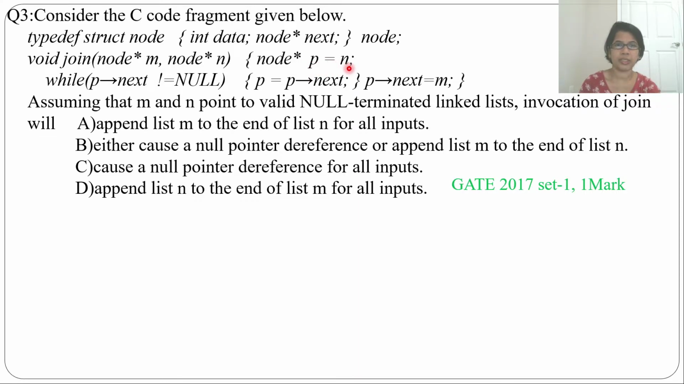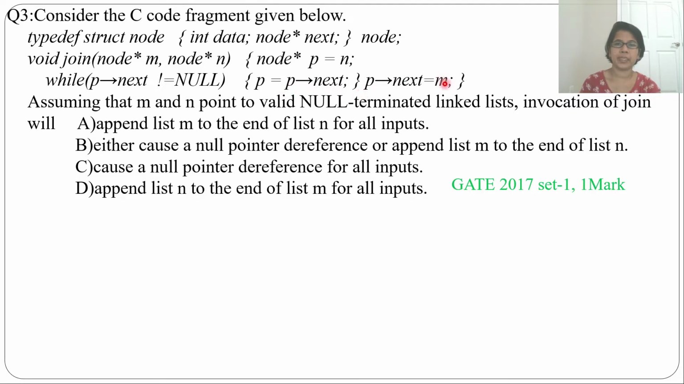So there are two linked lists. One linked list is n, another linked list is m, and pointer p is assigned to n. Then while p next is not equal to null. So p may be null, but p next is not equal to null means at least one value is given, and p equal to p next. So whatever p next is will be assigned to p, so this will just traverse the linked list n. So p equal to p next, then p equal to p next till the last, and the last p next will be null, so it will stop at the last p.